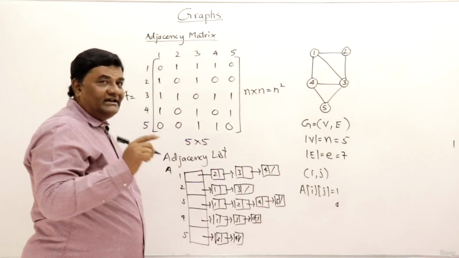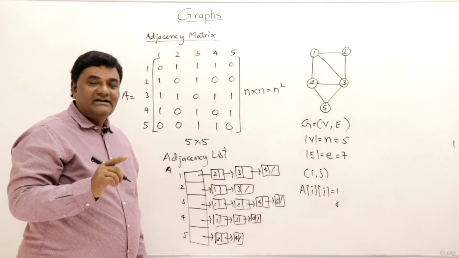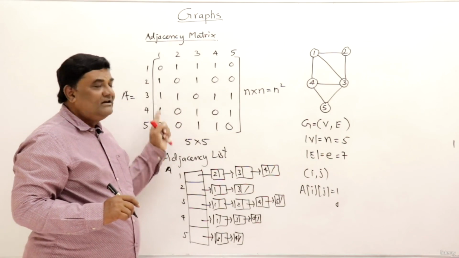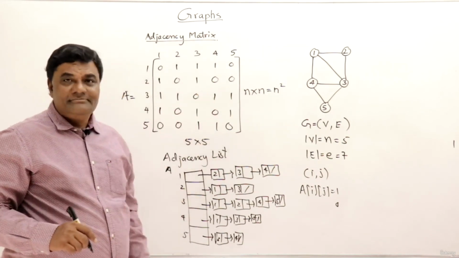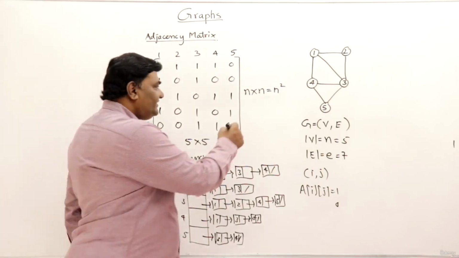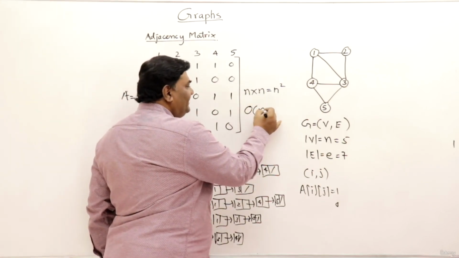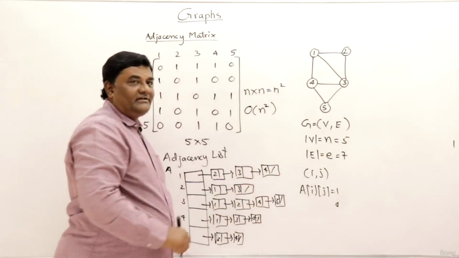So it means any algorithm which is accessing a graph in the form of an adjacency matrix has to access, process, those many elements. So the time taken by an algorithm may be dependent on n square.